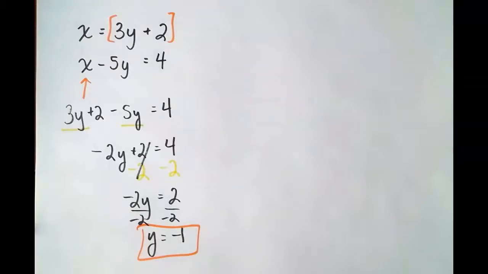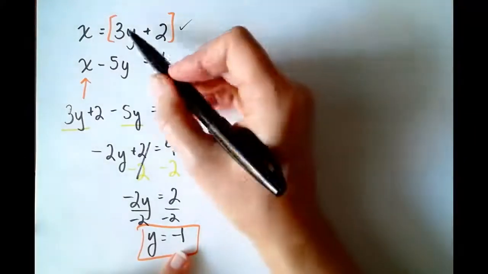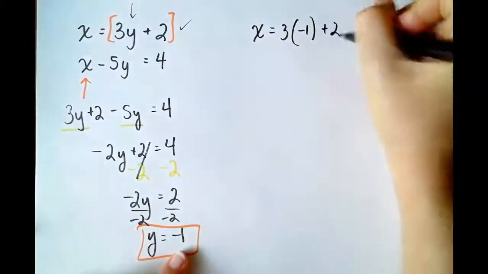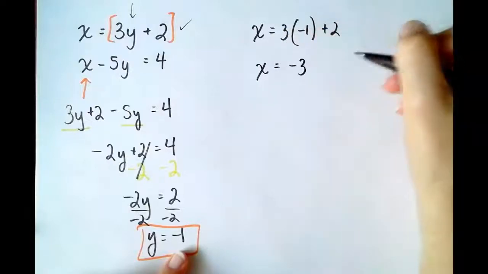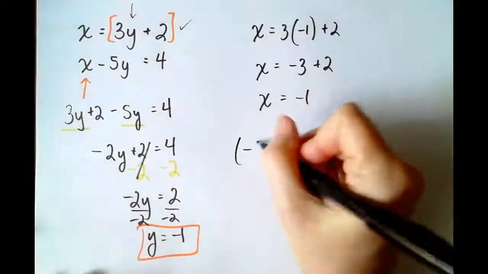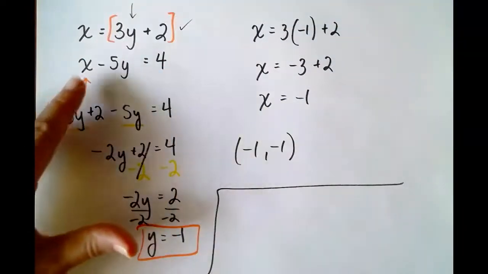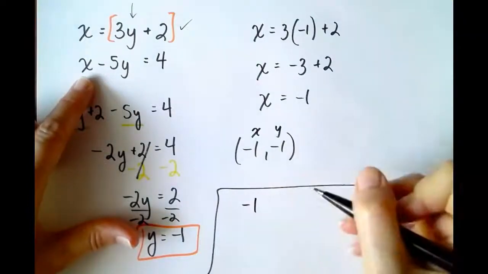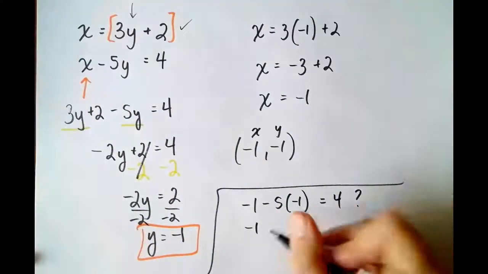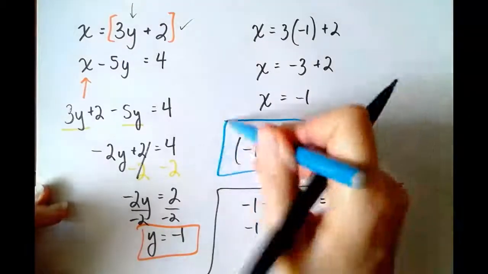So now we'll use substitution again. Let's use the equation that we haven't worked with yet, which is the first one. So if y equals negative 1, we're going to plug it in right there. x equals 3 times negative 1 plus 2. x equals negative 3 plus 2. x equals negative 1. There's x, there's y, negative 1. And let's check our solution by plugging it in to the second equation. So x, remember x, y, x is negative 1 minus 5 times y, which is negative 1. Does that equal 4? Negative 1 plus 5 does indeed equal 4. So it checks. So this is our true solution.